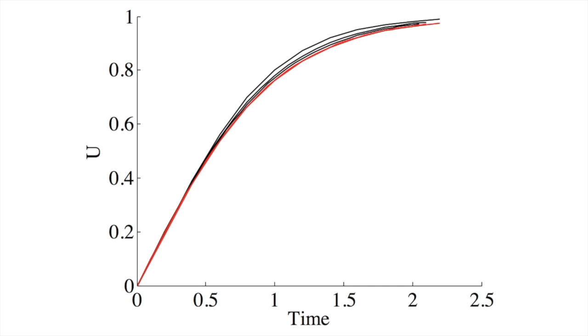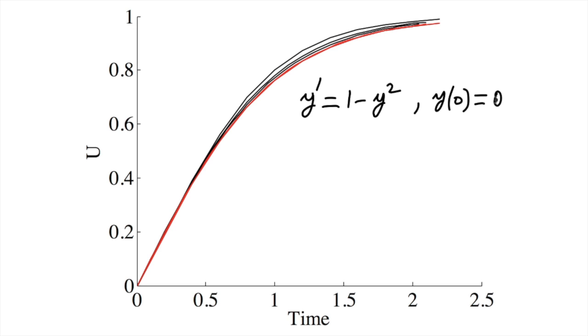Okay, so let's see what we get for a nonlinear first order differential equation. The differential equation that we are considering here is y prime equals 1 minus y squared, and the initial condition is that y of 0 is equal to 0.